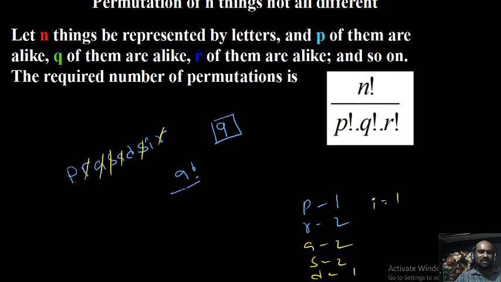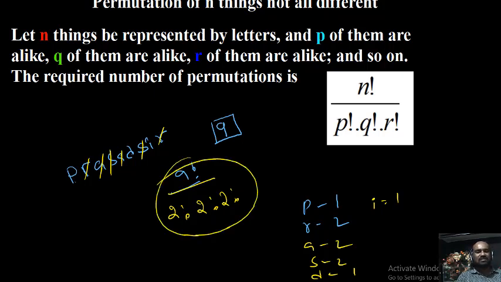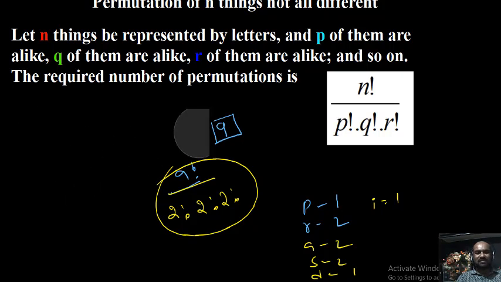So what I can say, the answer is 9 factorial by 1 factorial, no need, right, R 2 factorial, into 2 factorial for S, into 1 factorial, into 1 factorial, no need. Therefore the required number of permutations, that is, the number of 9-letter words that can be created from the word PROCESSOR, is 9 factorial by 2 factorial into 2 factorial into 2 factorial. In this way you can generalize.